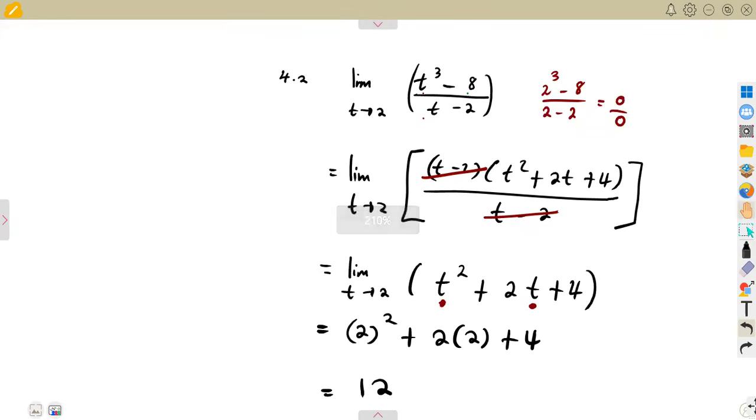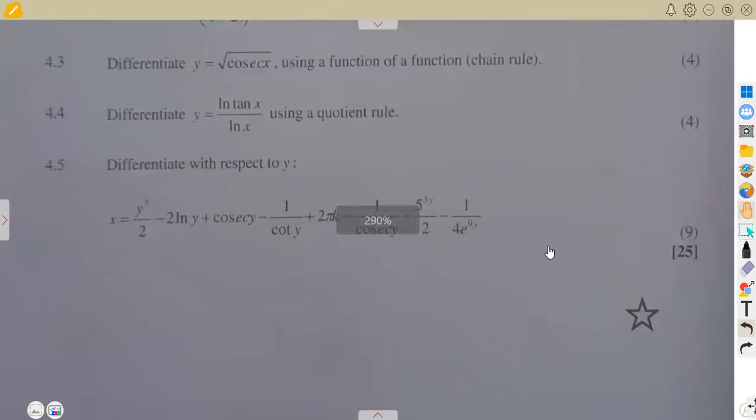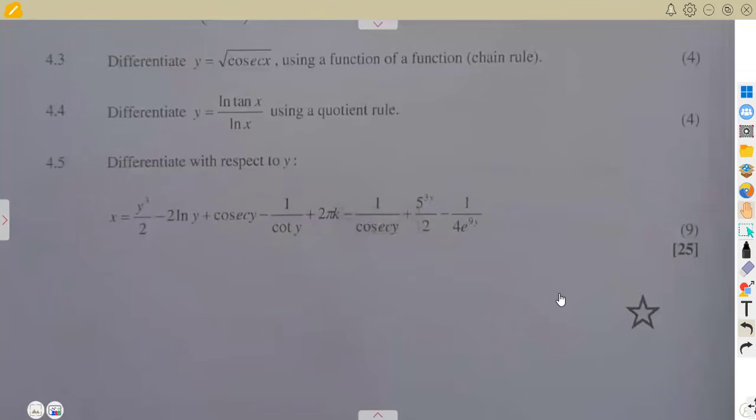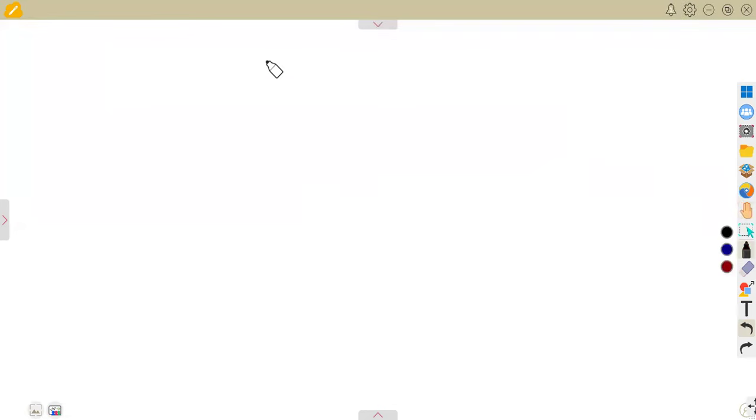Just like that. So questions can be on limits, can be the derivatives. As we can see, 4.3, it was a derivative. Differentiate the square root of cosec x using function of a function, which is the chain rule. How can we differentiate the square root of the cosec of x using the function of a function?